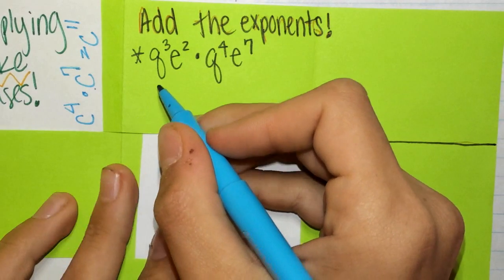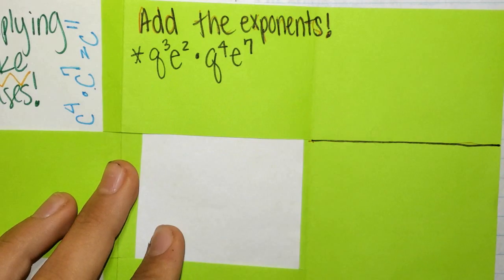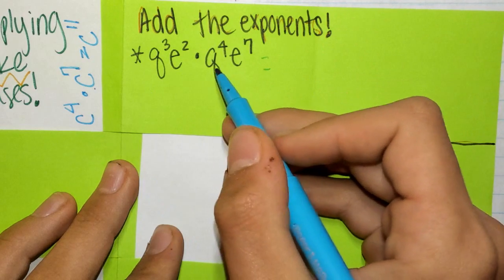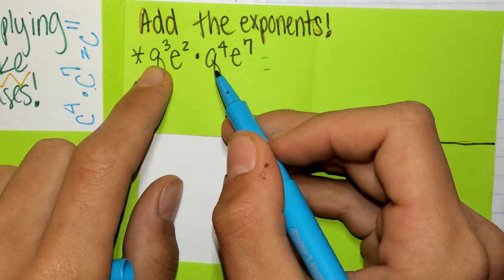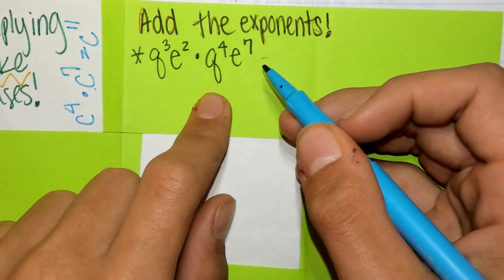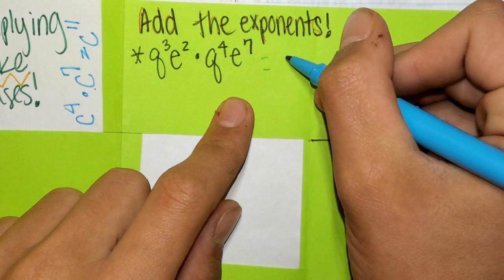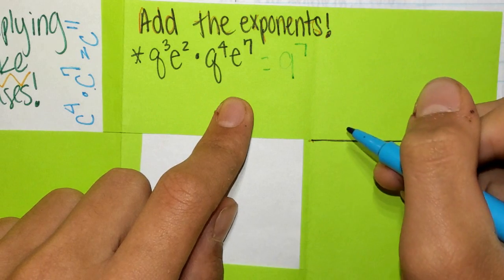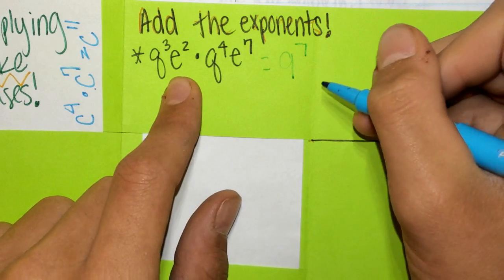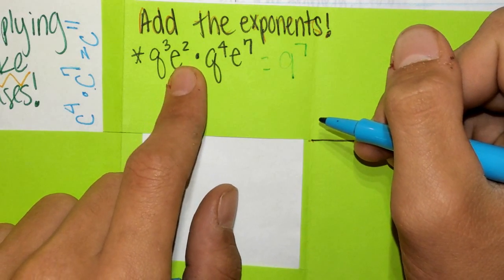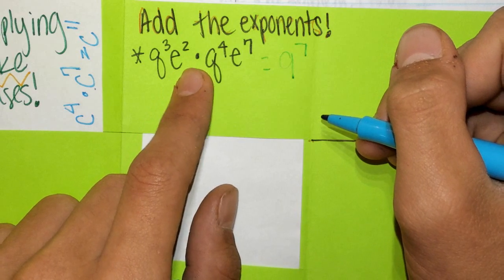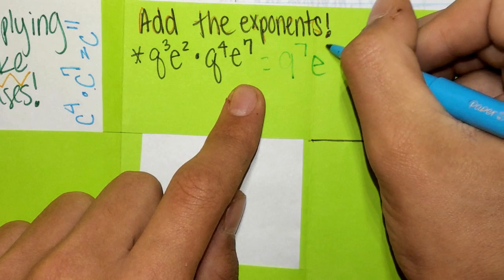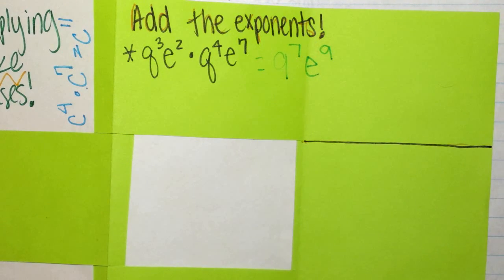So first you have to add. Write the answer right beside it. First you have to add q cubed plus q to the 4th power, and you get q to the 7th power. And then you do e squared plus e to the 7th power and get e to the 9th.